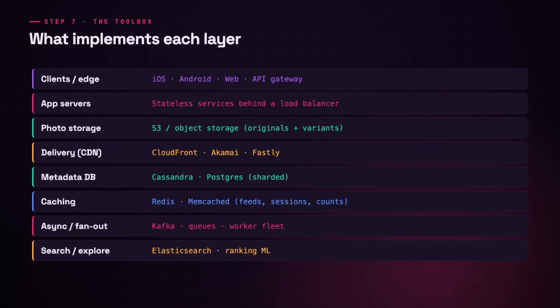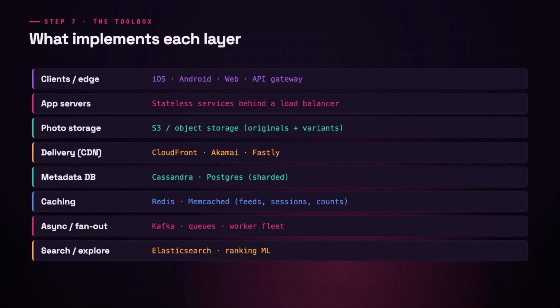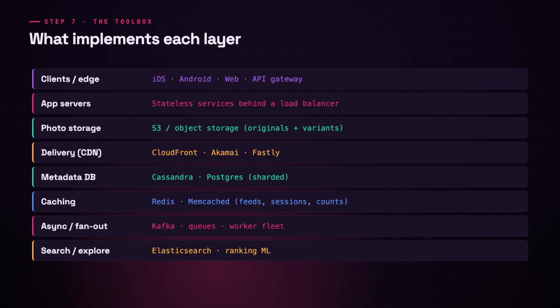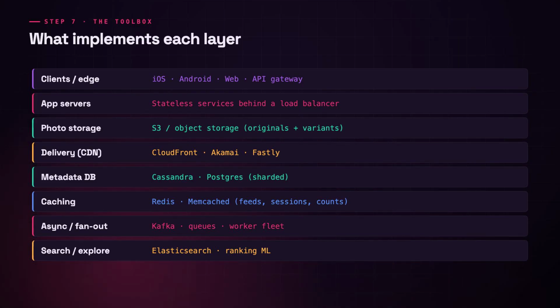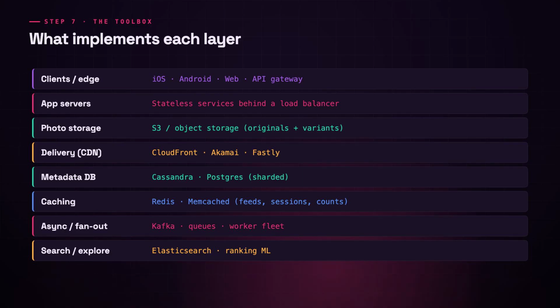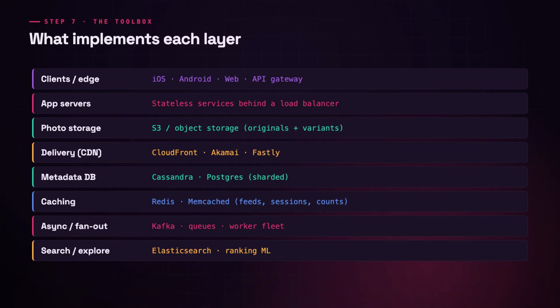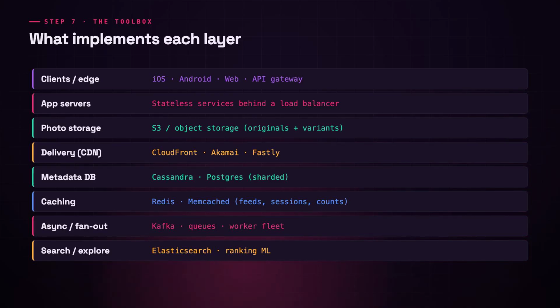Clients and an API gateway at the edge. Stateless app servers behind a load balancer, object storage like S3 for the photos, a CDN like CloudFront or Fastly for delivery, Cassandra or sharded Postgres for metadata, Redis or Memcache for caching feeds and counts, Kafka and a worker fleet for the asynchronous fan-out, and Elasticsearch for search and explore. Each piece does one job and does it well.